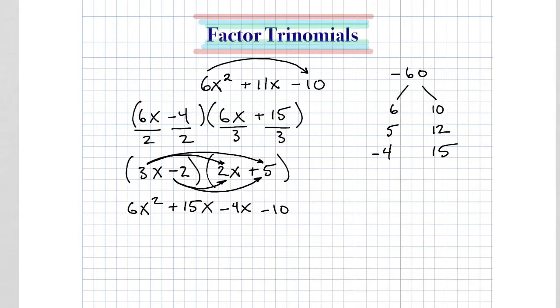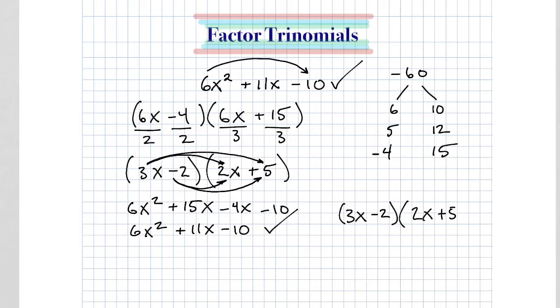So let's combine all the terms. We got 6x squared plus 15x minus 4x gives us positive 11x. And that -10, the constant, stays on the end. So sure enough, when we multiply it back out, we get the same answer that we started with. So we know we have factored this correctly. And our final answer, once again, is 3x minus 2 times 2x plus 5.